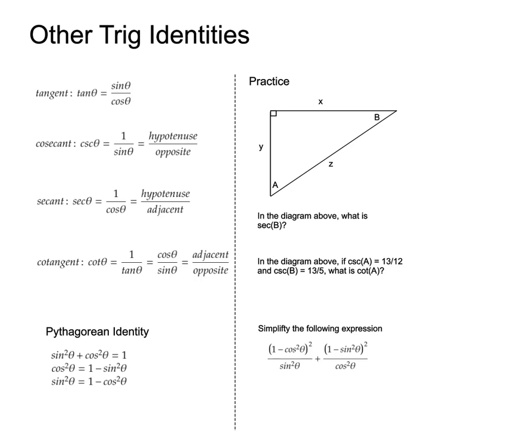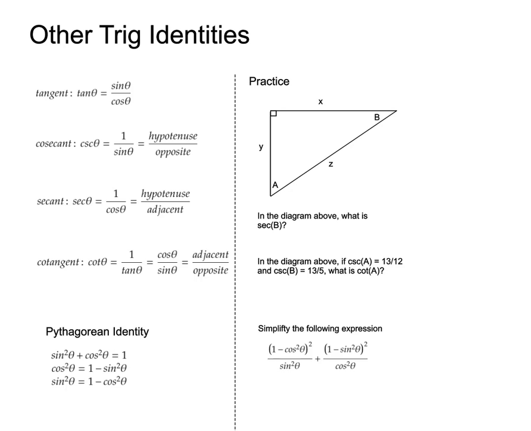Cosecant is the reciprocal of sine. So the cosecant of theta is 1 over the sine of theta. So instead of it being opposite over hypotenuse, it's hypotenuse over opposite. Secant, likewise, is the reciprocal of cosine. So the secant of theta is 1 over the cosine of theta, or hypotenuse over adjacent.